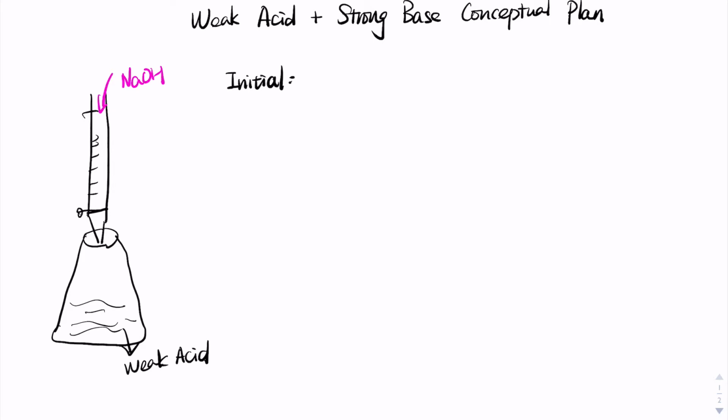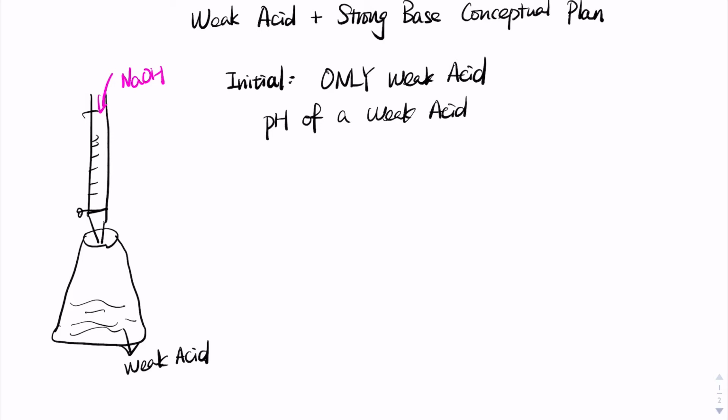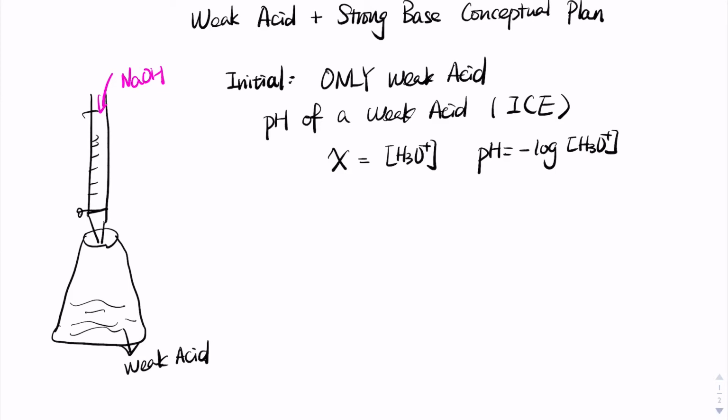Like I said, we didn't release any base into the solution yet, so you only have weak acid in your solution, okay? And then how do you calculate the pH of a weak acid? Yes, we talked about this, it has been a while, right? So how do you do it? You need to set up your ICE table, solve for X, and this X will be the concentration of hydronium ion, and then you can do your pH equals negative log of this hydronium ion. So that's how you do initial.